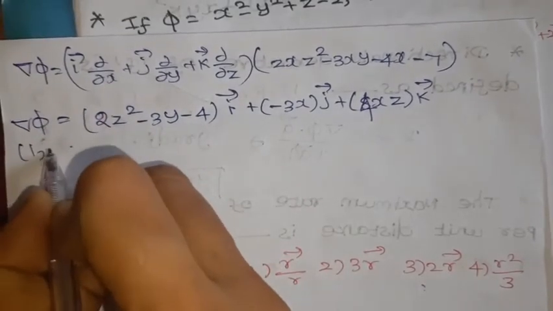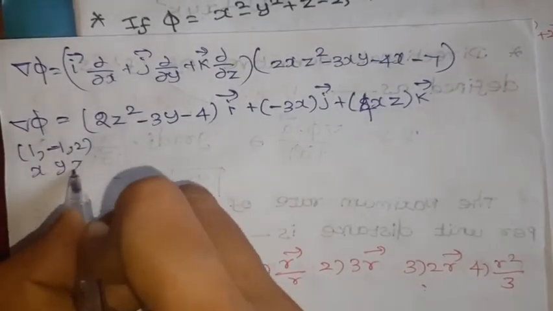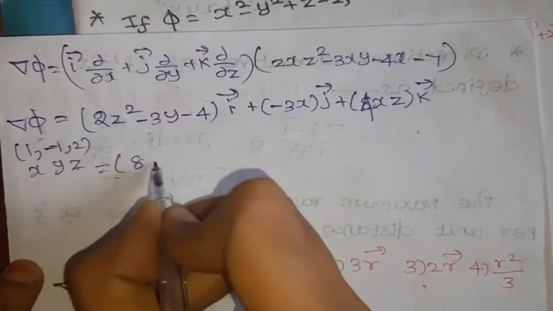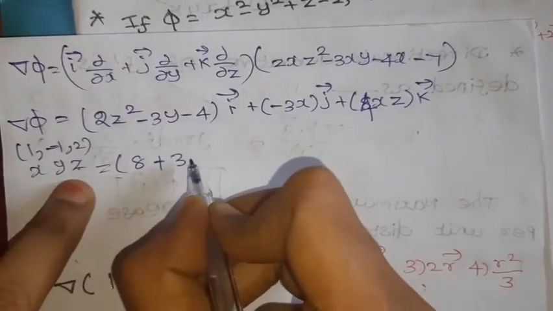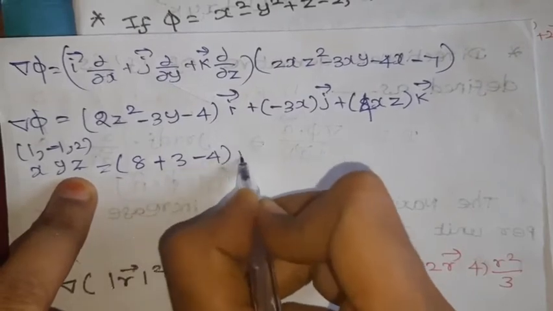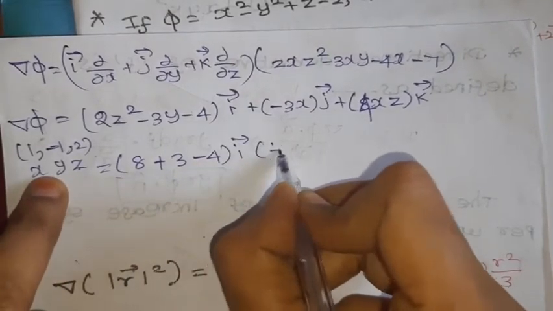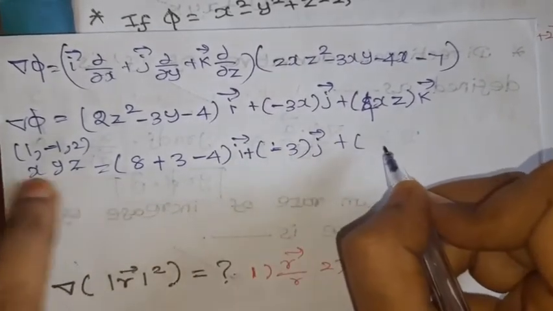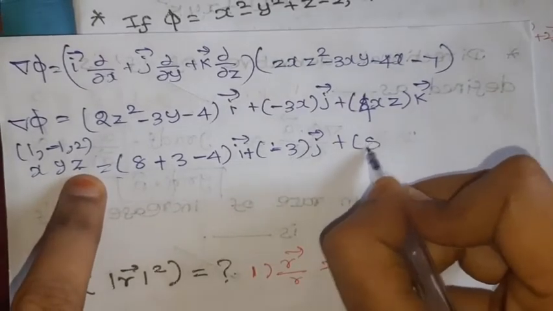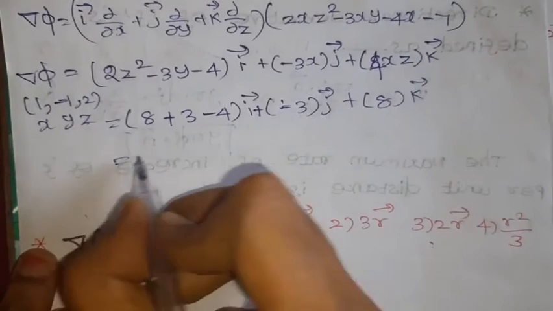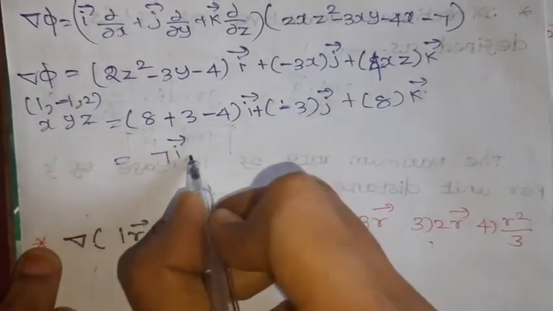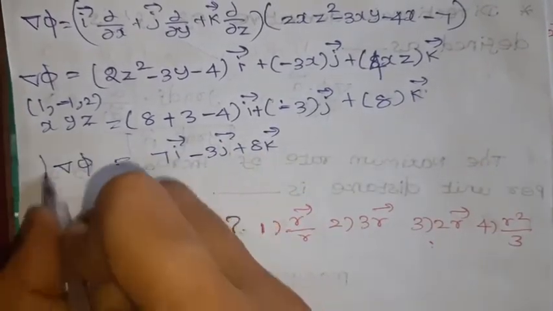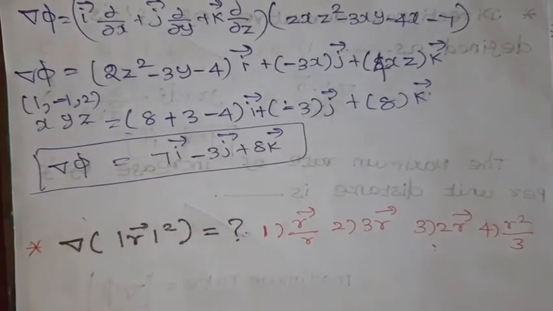So del phi at the given point 1, minus 1, 2: just substitute the x, y, z values. 2z squared means z squared is 4, 2 into 4 is 8, minus 3y plus 3, minus 4, that is 7 into i. Then minus 3x, minus 3 only into j, plus 4xz. xz is nothing but 2, so 8 into k. So 7i minus 3j plus 8k. So this is the del phi value at the given point.